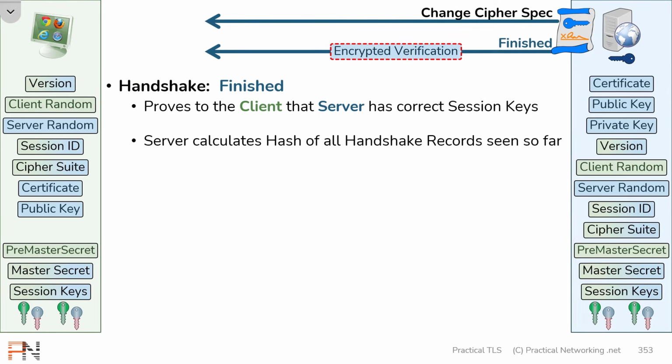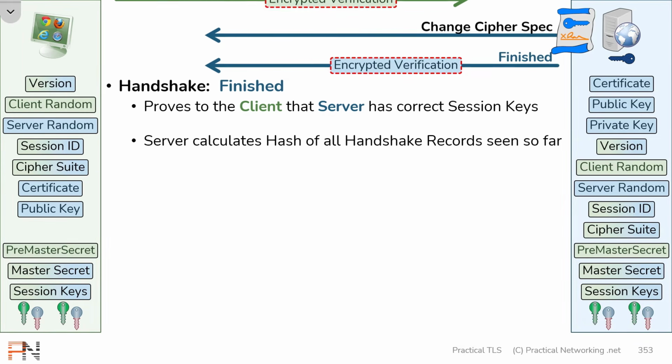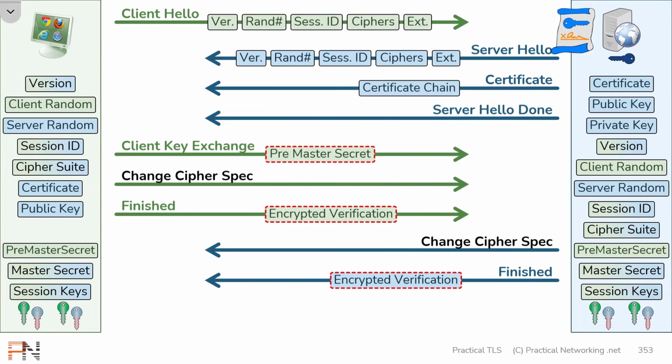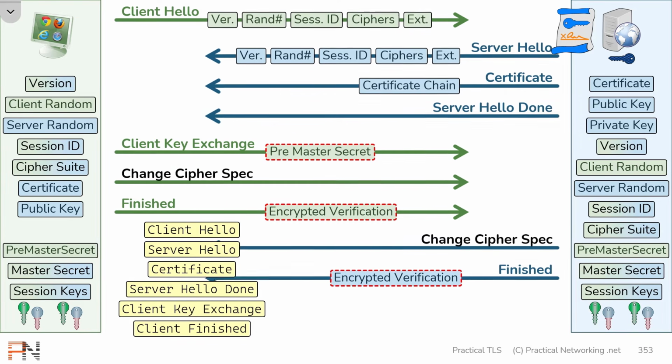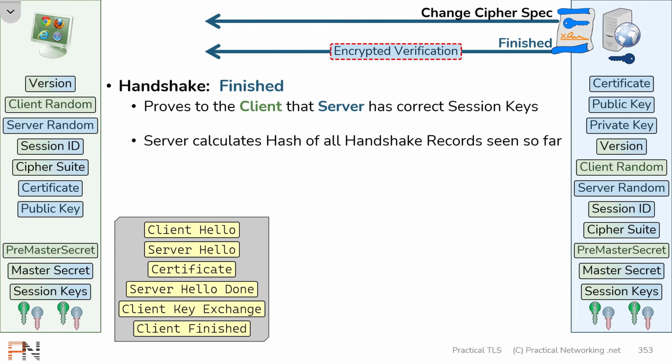Just like when the client did it, the server is going to calculate a hash of all the handshake records that have been seen so far. If we bring back down our TLS handshake and count out all the handshake records that have been sent, we have the client hello, the server hello, the certificate, the server hello done, the client key exchange, and the client finished. All the content of those handshake records will be combined in a hashing algorithm, and the result of that will be a handshake hash. And once again, as long as both the client and the server saw or sent the same records, both the client and the server will be able to put together the identical handshake hash.